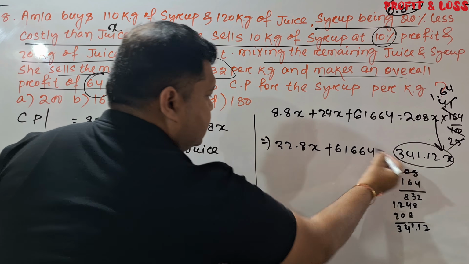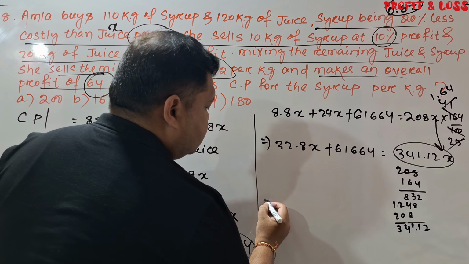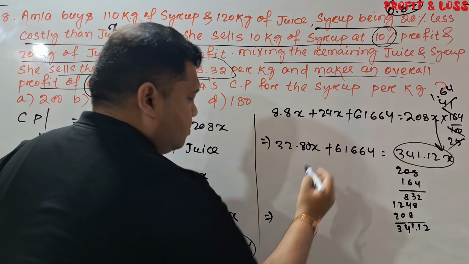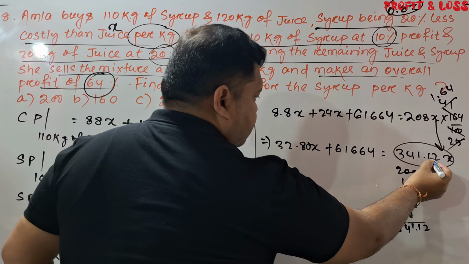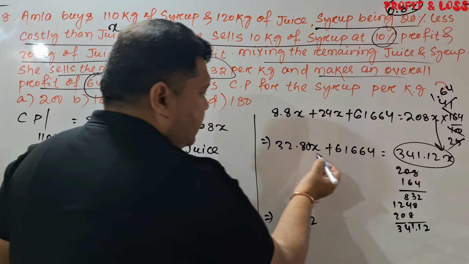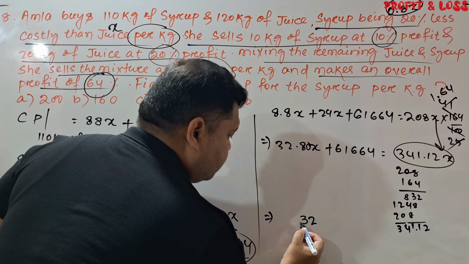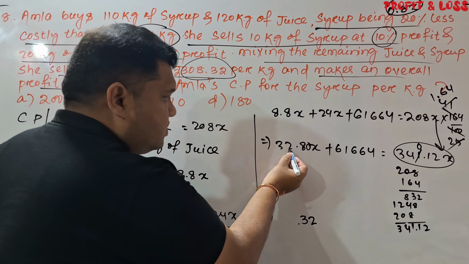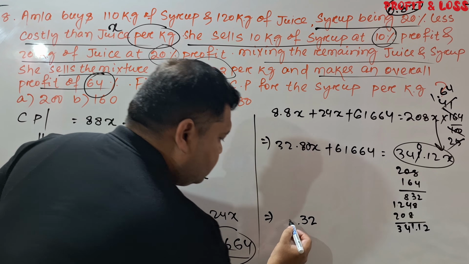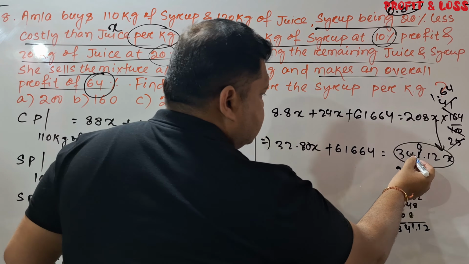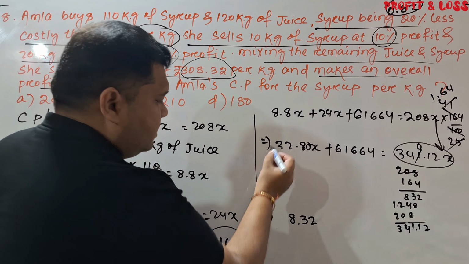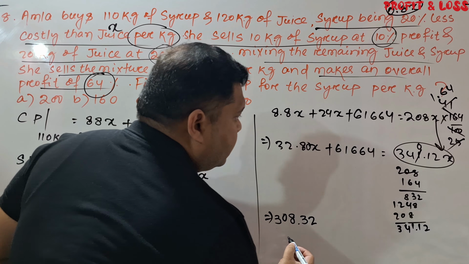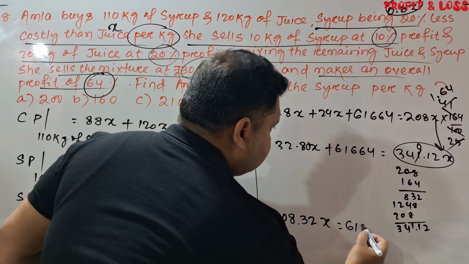Now if I do the simplification, take this one to that side. Look here, 2 minus 0, so this is 2. I borrow 1, so this is 11. 11 minus 8, I will get a 3. So this is 0 because I already borrowed. So 0 minus 2, means 10 minus 2, that is equal to 8. And in this place what is present? Now 3. So 3 minus 3, this is 0. And this place is 3. 308.32x, that is equal to 61664.